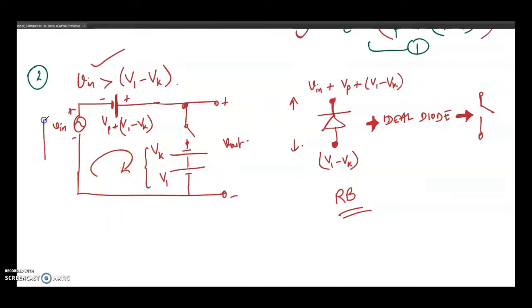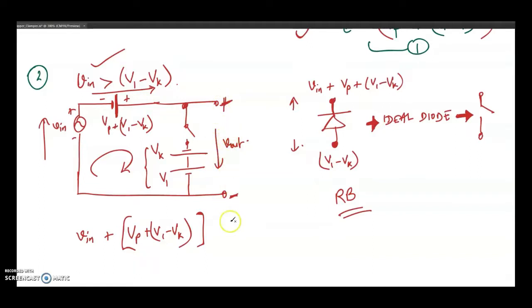Let's write it. So as you go in this direction, Vin is positive, Vin, then as you go here, it is plus Vp plus V1 minus Vk. As you can see, the voltage across the capacitor is positive. And as you complete the loop, the last one is Vout in this direction, plus to minus. So it is minus Vout. Nothing else, therefore equal to 0.